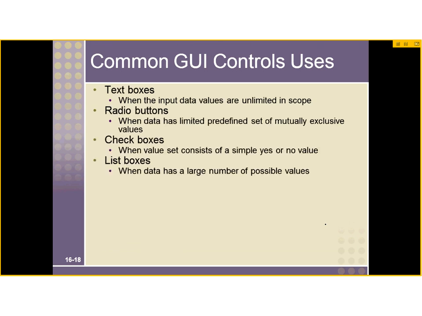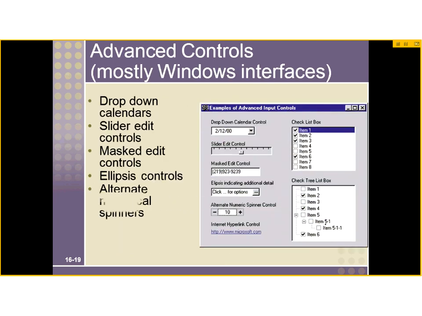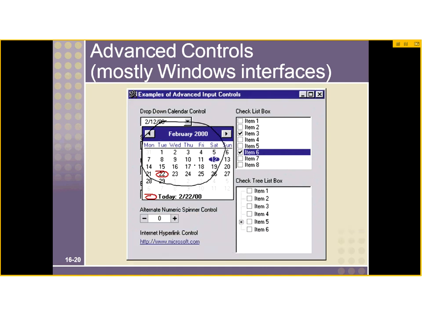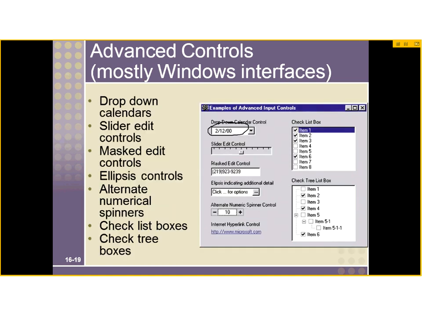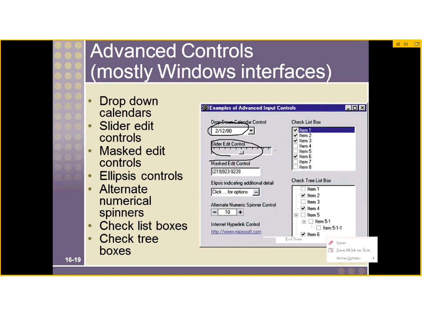So this is the explanation of all the controls that I just gave you. Then there are certain advanced controls like drop-down calendar. This is a drop-down calendar. The user clicks it and will see a calendar from which any date can be easily selected. Similarly, slider edit control can be used instead of spin box, in which you can slide between the values. Mask edit control, in which we can put a specific format. Like here, we have put a format for the telephone number.